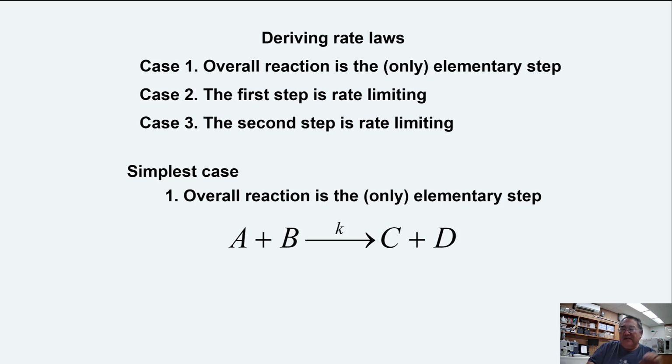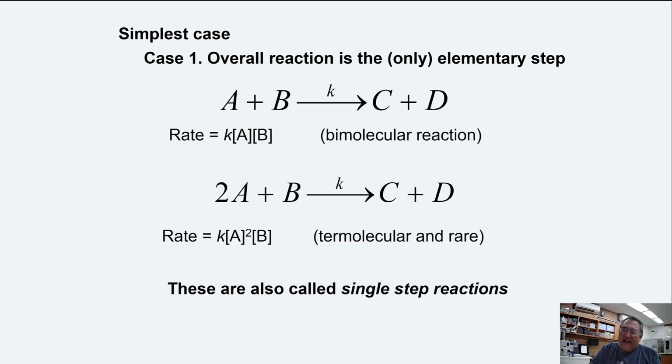Okay. So let's do the simplest cases actually, cases 1 and 2. So case 1: the overall reaction is the only elementary step. Then all you do is you say rate is equal to K times A times B.